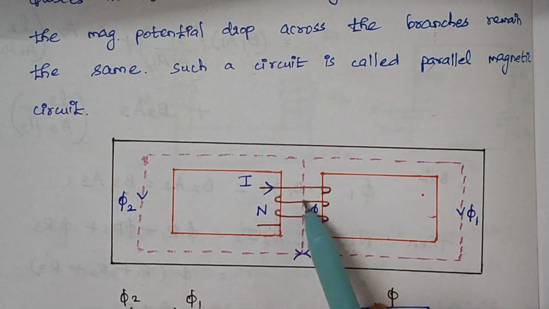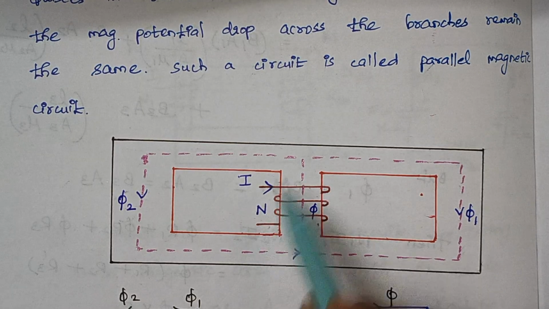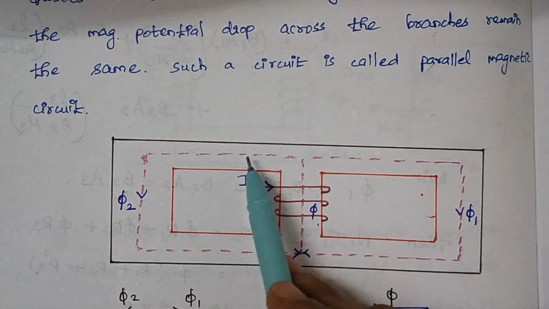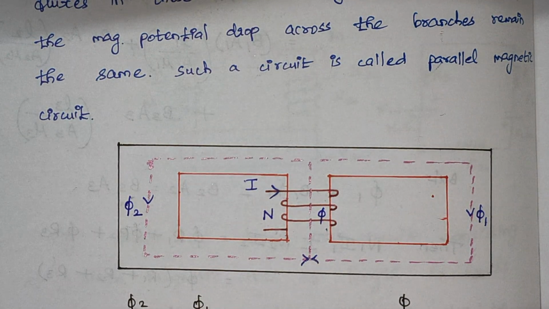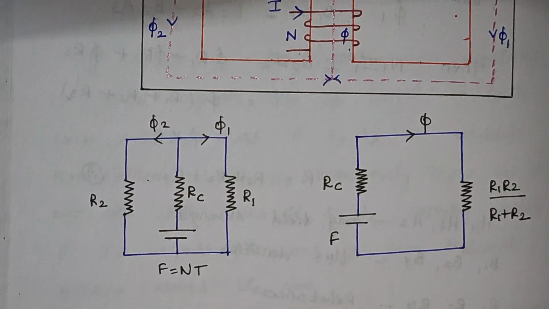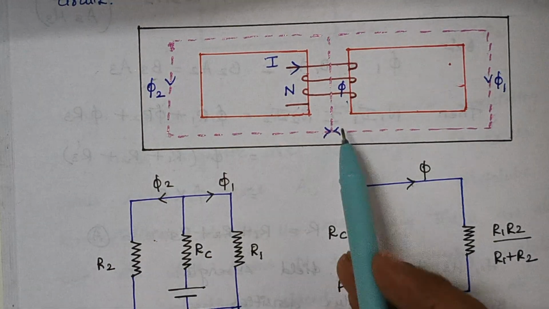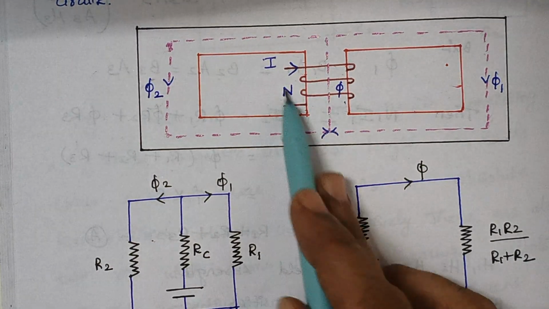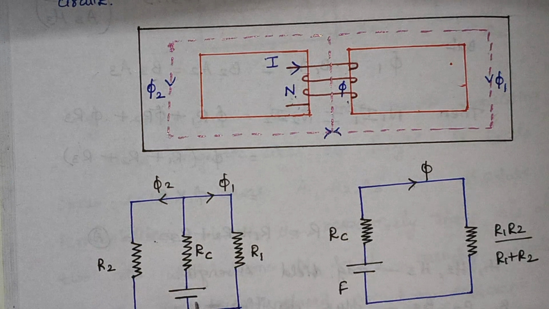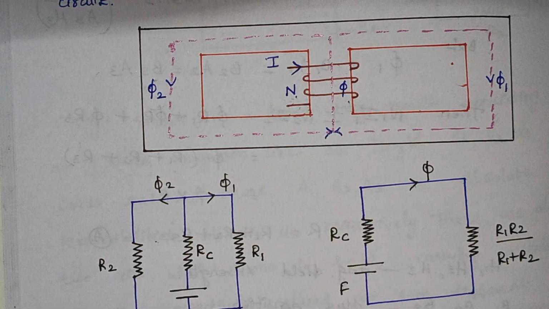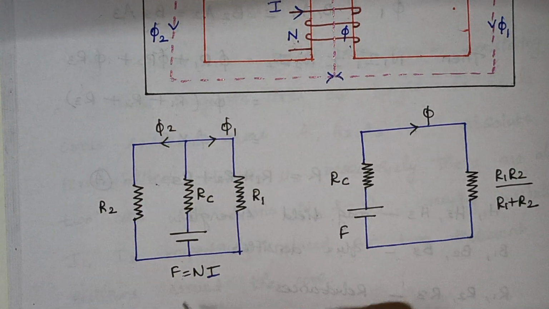You see here this is the flux pi produced due to this N into I, and the flux produced gets divided into two, as pi 1 and pi 2. When you draw the equivalent circuit for this magnetic circuit, we have N into I. What is this? This is the reason for producing our flux. This is represented by F, so F is nothing but N into I here.